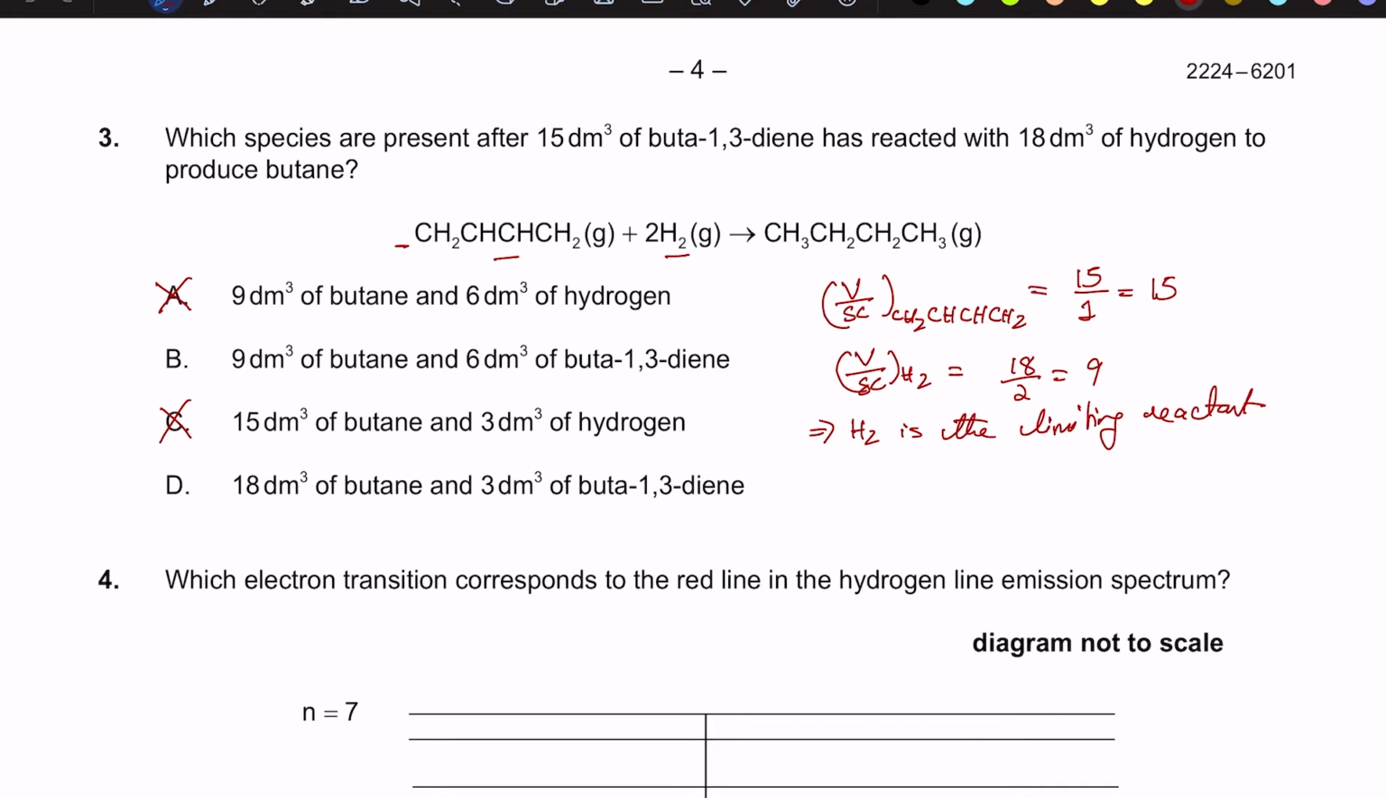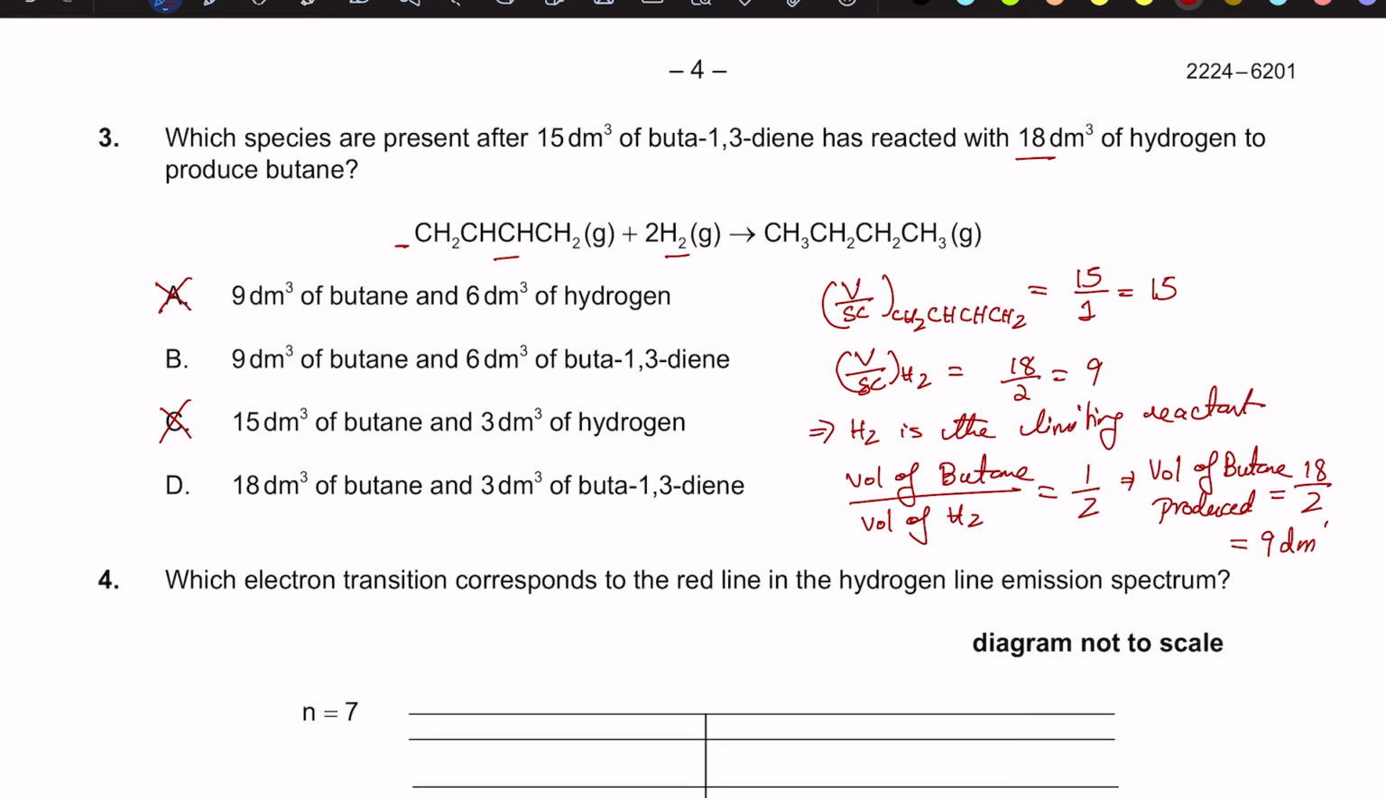So to find the volume of butane, I'll write the volume ratio. Volume of butane by volume of H2. Now, after finding the limiting reactant, we'll always use the limiting reactant as our basis of calculation, because I know that all of the limiting reactant would be reacting in the reaction. So this will be 1 by 2. So volume of butane produced will be equal to volume of H2 divided by 2. Volume of H2 is 18, 18 divided by 2. Basically 9 dm cube of butane will be produced.